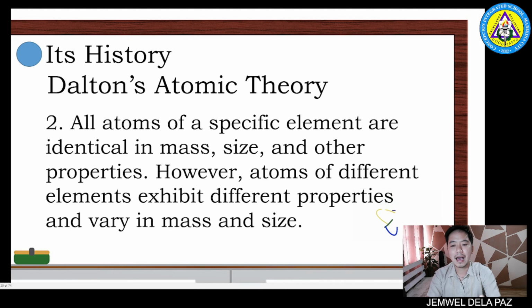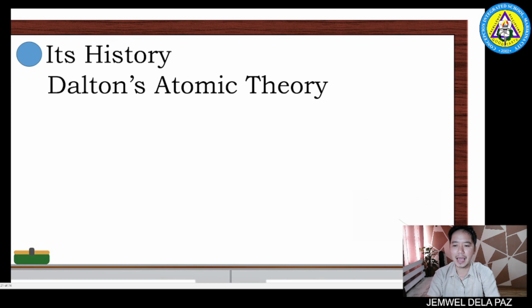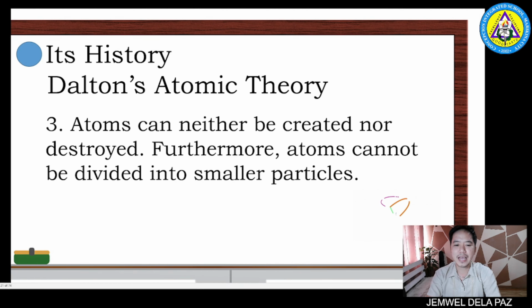For example, a hydrogen atom is identical in mass, in size, and other properties with another hydrogen atom. However, a hydrogen atom has different properties compared to a helium atom. The third one is atoms can neither be created nor destroyed. Furthermore, atoms cannot be divided into smaller particles.